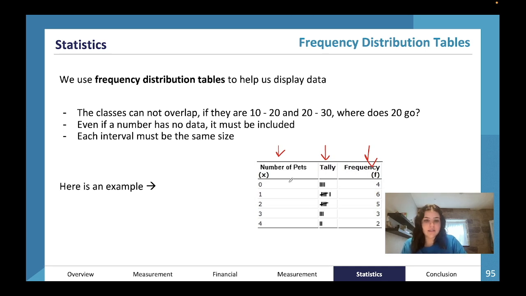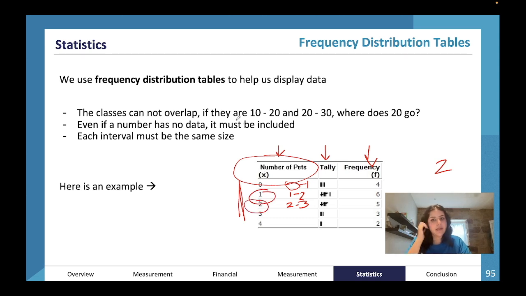Number 1, the classes, which is what we call this first column, the piece of information, cannot overlap. So you couldn't do 0 to 1 pets, 1 to 2 pets, 2 to 3 pets, because if someone has 2 pets, which one do they go in? This one or this one, right? The classes cannot overlap. It would have to be, let's take this example, 10 to 19, 20 to 29. You cannot have overlapping classes.